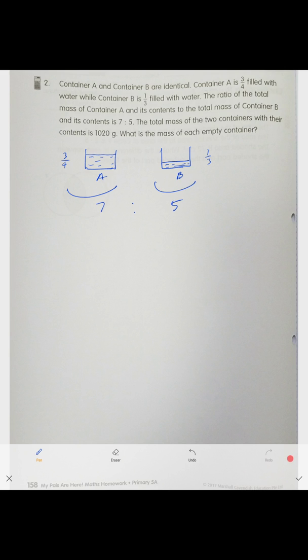And they tell you that the total mass of everything is, so let's use our figure brackets, is that how you call it?